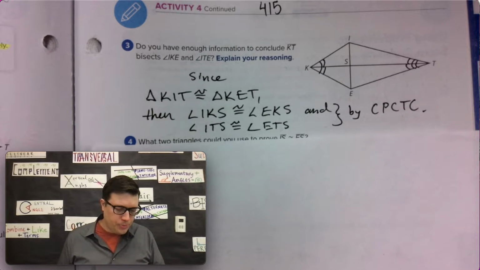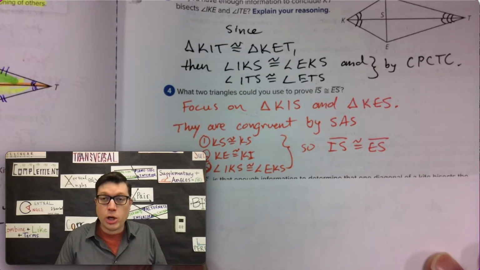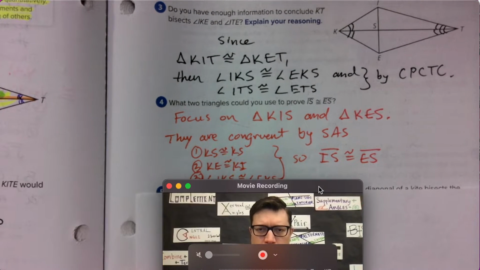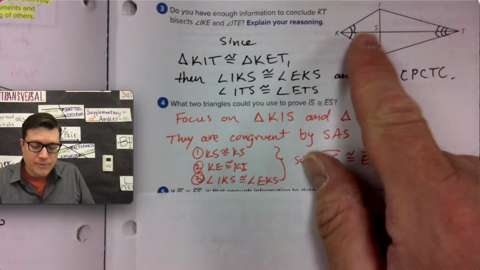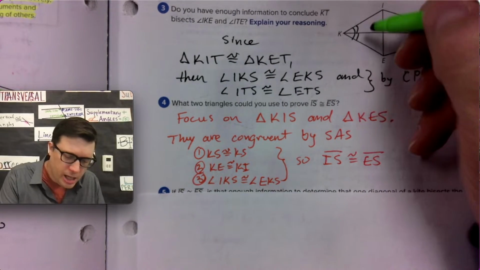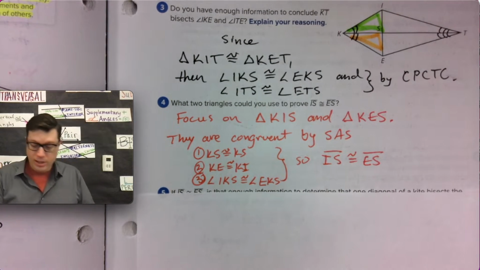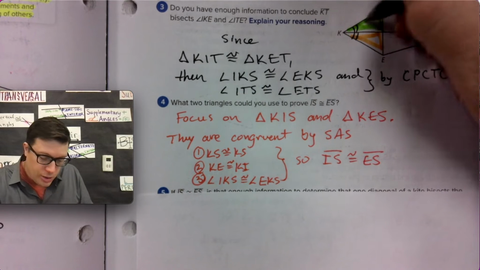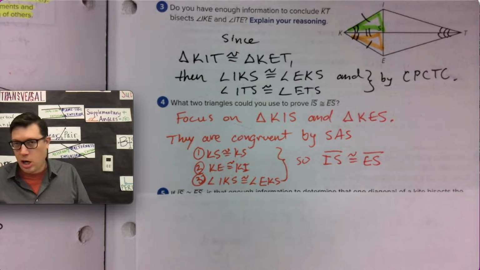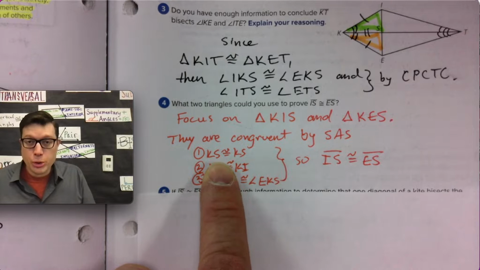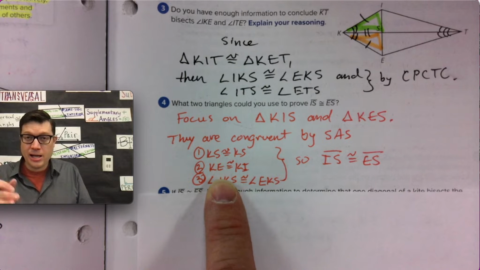KT is that line. What two triangles could you use to prove that IS and ES are congruent? Well, if you look at it, IS and ES are parts of these two triangles, so I'm going to highlight them. I'm going to focus on triangle KIS and triangle KES. It's a kite, so these two sides are the same. And on those two triangles, they share KS in common. So by the reflexive property, both triangles have side KS in common. And also because it's a kite, KI and KE are the same.